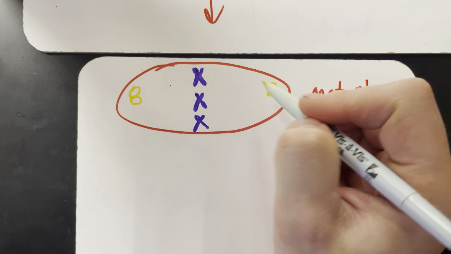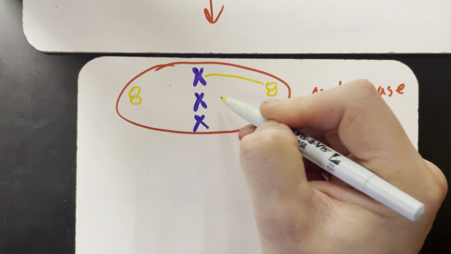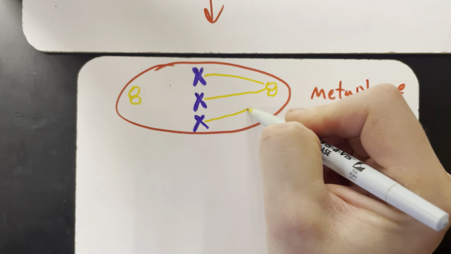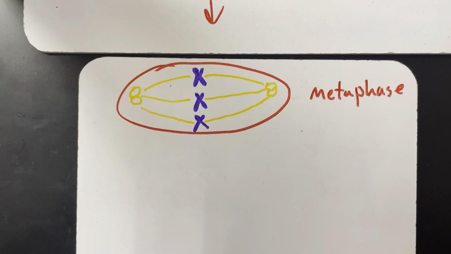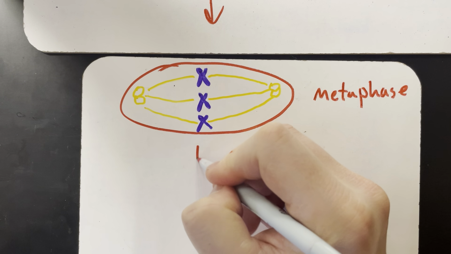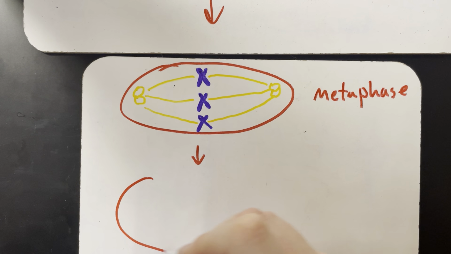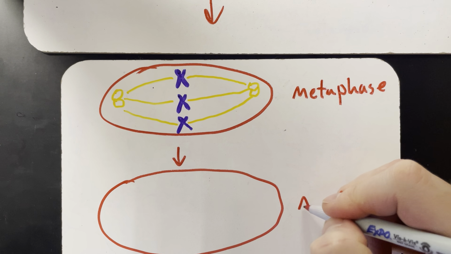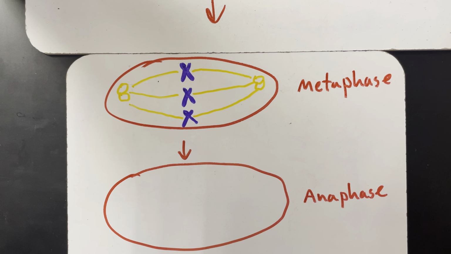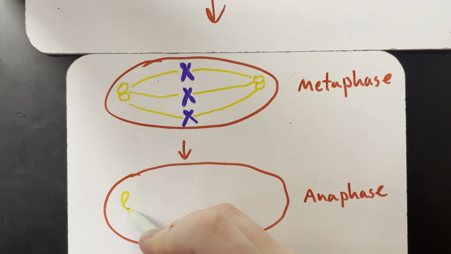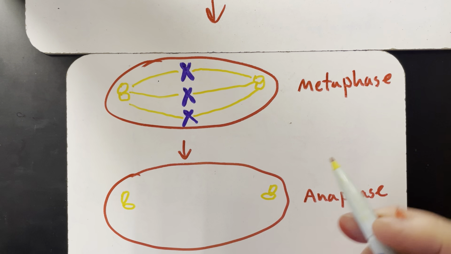And in fact, the centrioles have these fibers that connect to each chromatid. And then in the next phase, they start getting pulled apart. Next phase is anaphase. Centriole, centriole, centriole.